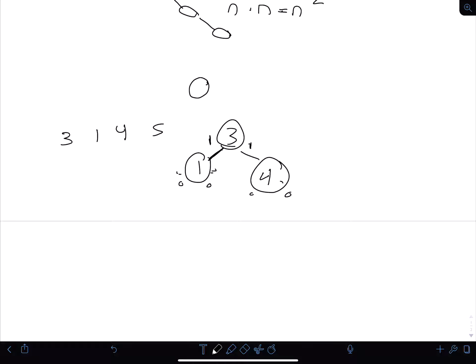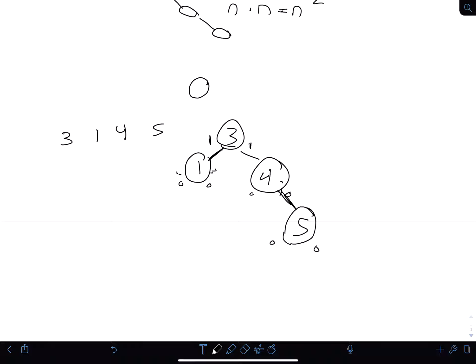Okay, so anyways, suppose we insert a 5, okay? Where's the 5 gonna go? To the right of the 4. Okay, after we finish an insertion, we're gonna check our height. So let's see what the height looks like now.